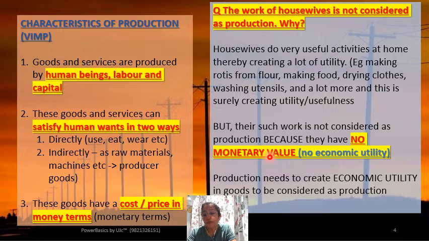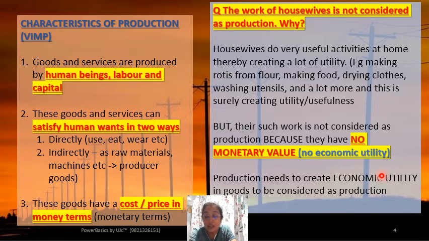Why? They have no monetary value, no economic utility. Mama doesn't say, pay me 5,000 rupees for the buttons I'm washing, pay me 5,000 rupees for the bed I'm making, pay me 2,000 rupees for combing your hair, pay me 1,000 rupees for putting all your stuff away, pay me 10,000 rupees for getting the vegetables and the fruits and deciding what to cook today. No mother or housewife is paid money for her work, unfortunately, and therefore it is not considered production.